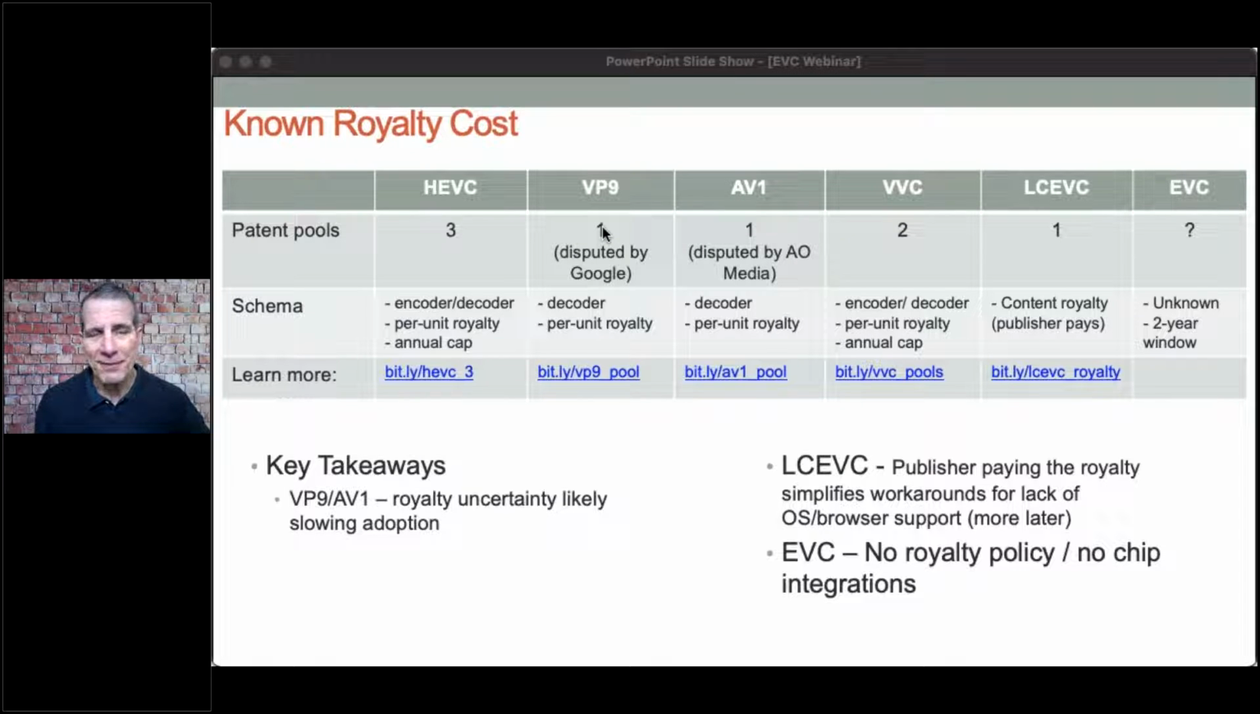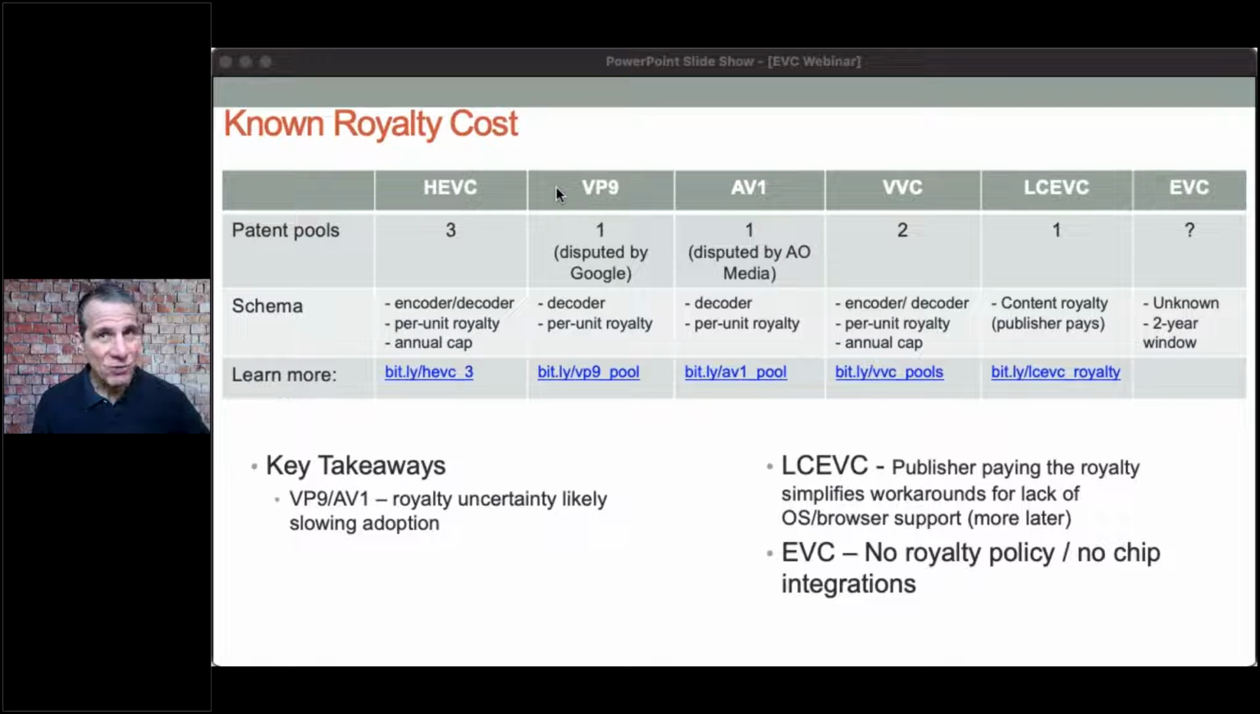VP9, there's one patent pool. It's from Sisvel, that's disputed by Google. AV1, same deal. There's a Sisvel patent pool disputed by the Alliance for Open Media. I think the uncertainty in the marketplace that those disputes create is hindering the adoption of those two codecs. VVC, we'll look at those two pools in a moment. The structure of those pools is that there's a royalty on the encoder and decoder, a per unit royalty, and then there's an annual cap.